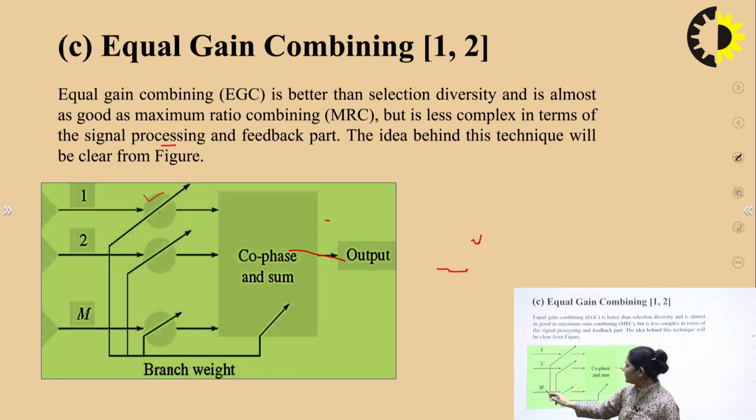Different signals are being received and different branch weights are given to different signals, and then co-phased signals are summed. At the output we are adding all these signals, and all the signals being summed together, that signal will be received. Rather than taking out the particular signal, we are providing equal gain to all these. Branch weight is there, gain is selected, and then co-phasing of the signal is done and addition of the signals is done so as to get the equal gain combining technique.